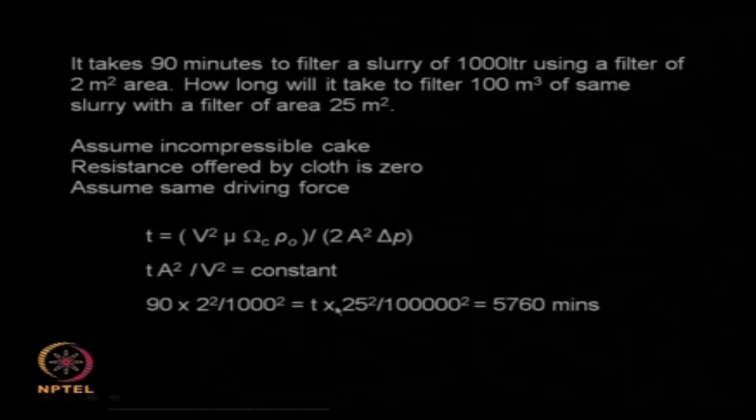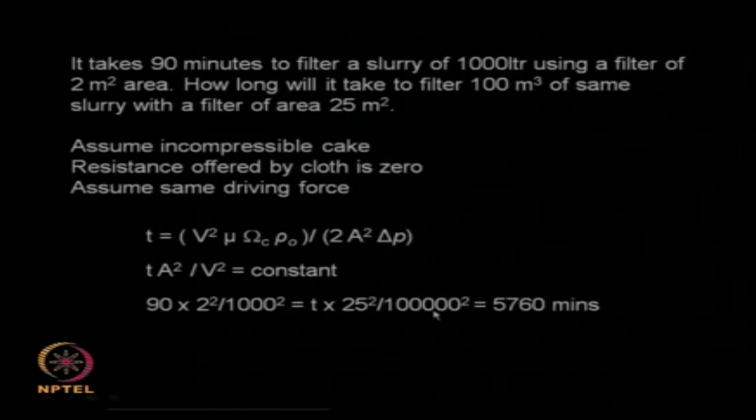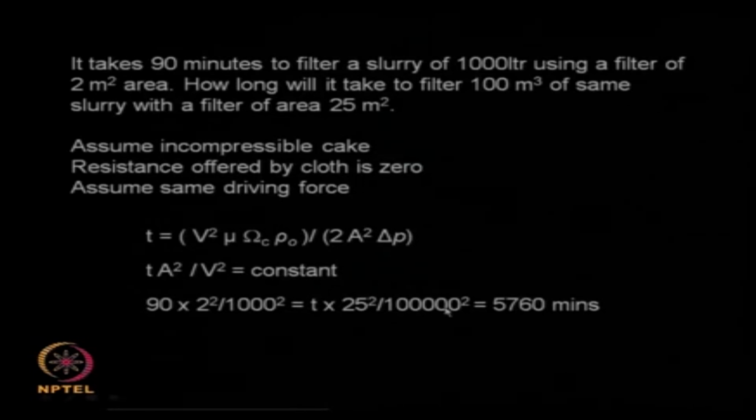Now this is equal to T, which is what we have to calculate, that is the time for filtering 100 meter cube. So 100 meter cube, as you know 1 meter cube is 1000 liters, so we have 100,000 in the denominator which is raised to the power 2, the surface area for the filtration process is 25, so you have 25 square, so you have to calculate T. So you can take these two terms to the other side, you get 5760 minutes.